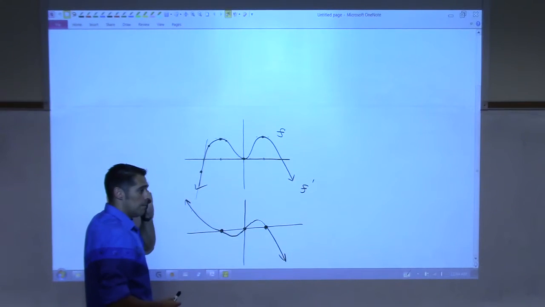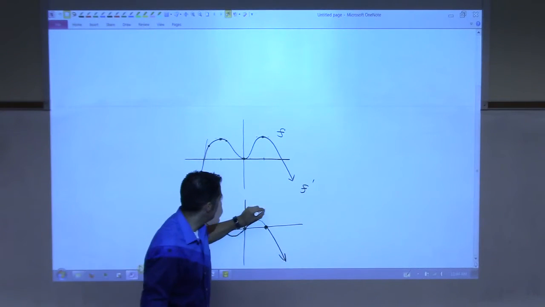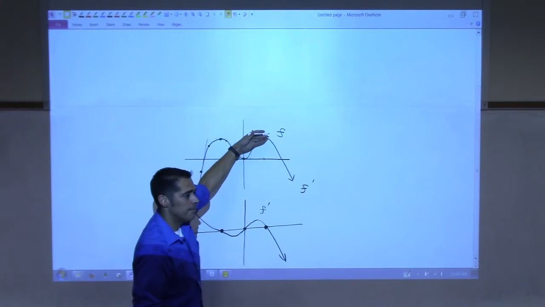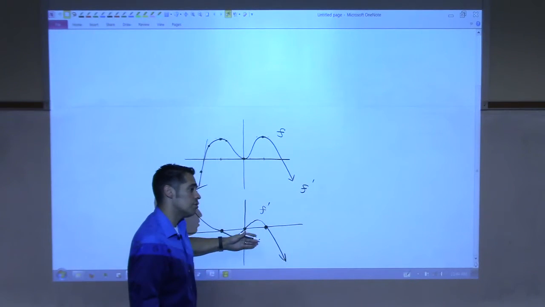What would the notation for that be? This right here is f prime. This is f prime. This is f. This is the original function. This is what its derivative looks like.